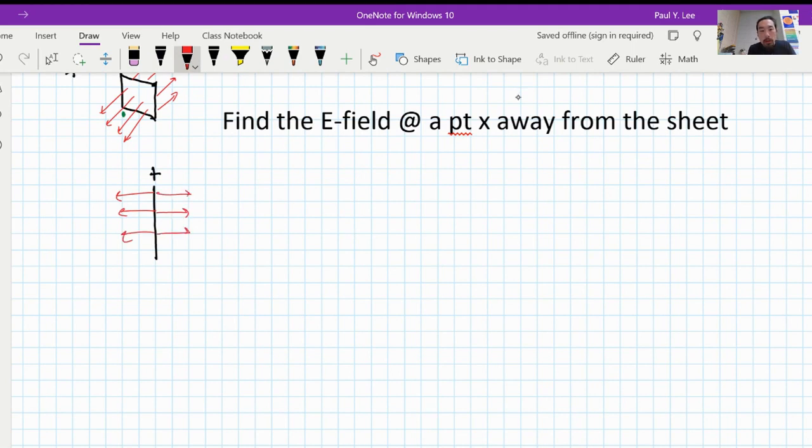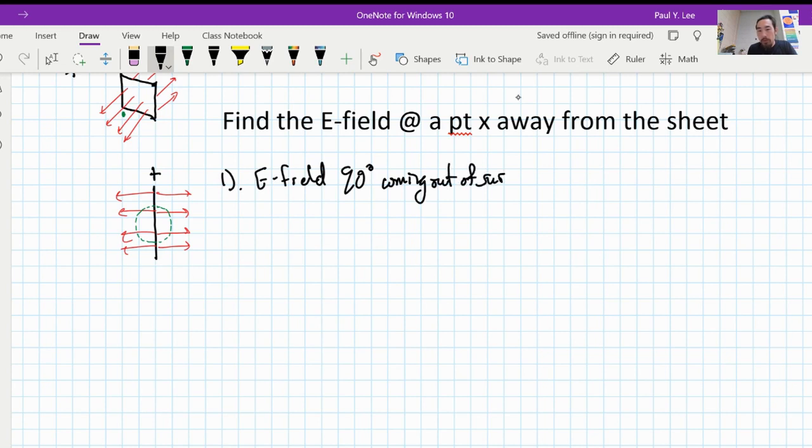Let's go over why we can't use the Gaussian sphere. I'm going to draw a Gaussian sphere right here. If I look at my Gaussian sphere, there are a couple of rules that we must follow. One is the E field coming out at 90 degrees out of the surface.